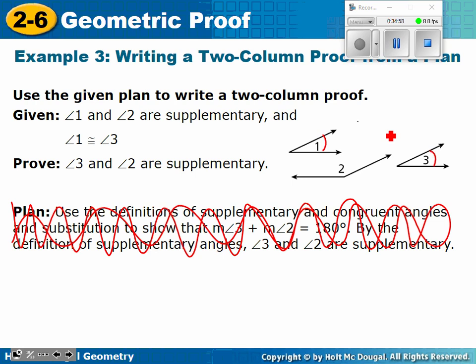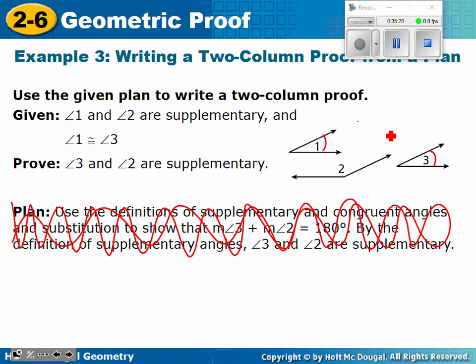And I know that 1 and 2, these two angles, are going to add to be 180, right? There's not really a way to mark that other than writing it, and I've already written it here on my proof. Okay, so what is our goal? What are we trying to prove? That 3 and 2 are supplementary. And right now I have 1 plus 2 is 180, and I know 1 is congruent to 3, and I want 3 and 2 to be supplementary. So what do you think we might need to do here?